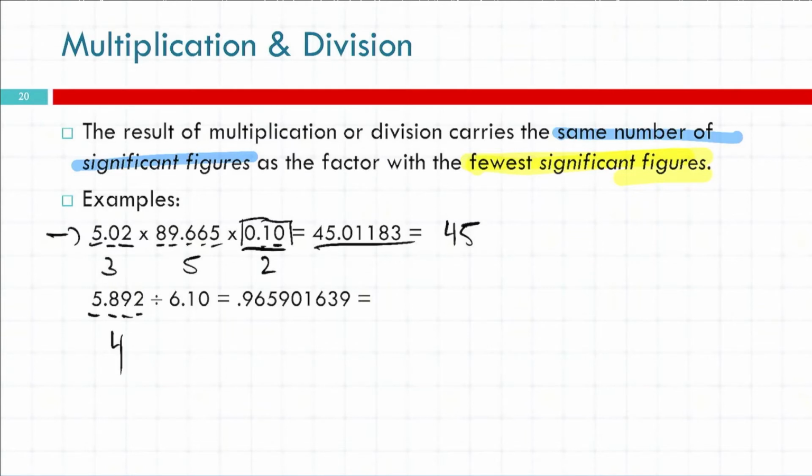This next one, we have our non-zero numbers, we got 2 of those, but also we have a decimal place, so our zeros trailing our last non-zero number are also significant. So we have 3. And again, we'll take this number and we round it to the lowest number of significant figures, which is 3. So I'm going to put a 0 here because I like to. 0.966.